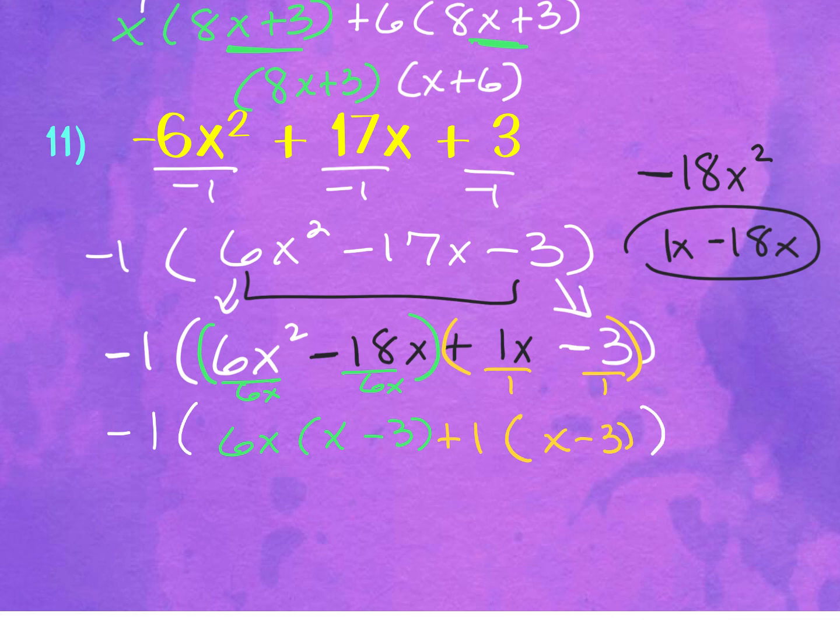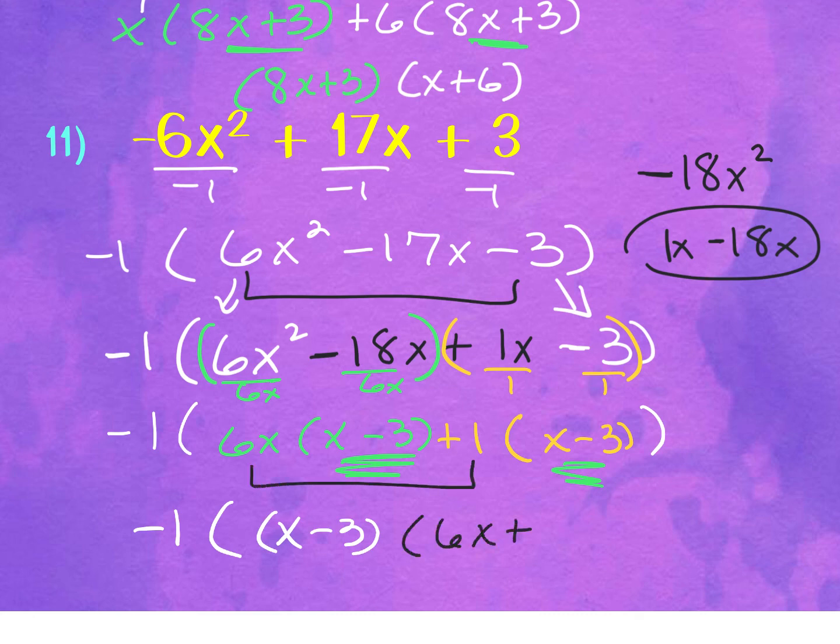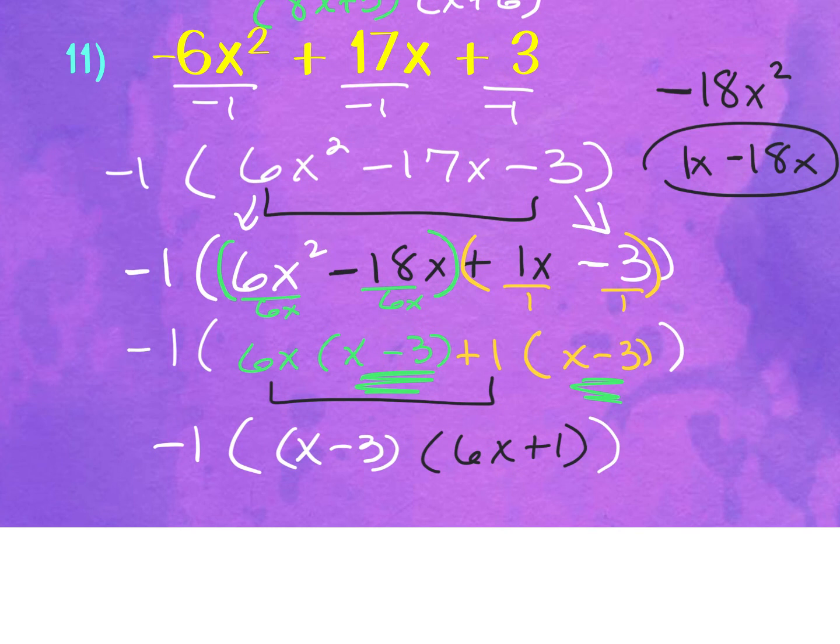And now we're going to put the two things that were the same, so the x minus 3's. And then now you'll put the two GCFs you found, the 6x plus 1. And don't forget about that -1 that you pulled out from the very beginning. And you're done. And that is it, I believe, for the factoring of the trinomials.